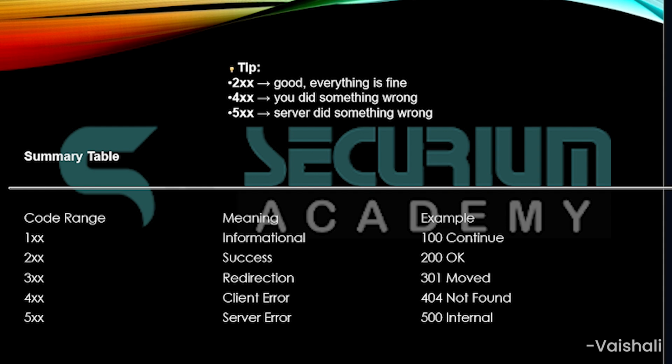Now, if we summarize this table, the code range of 1xx means informational, for example 100 Continue. If the code is 2xx it means success, for example 200 OK. If the code is 3xx it means redirection, for example 301 Moved. If the code range is 4xx, it's a client error, for example 404 Not Found. And if the code range is 5xx, it means a server error.